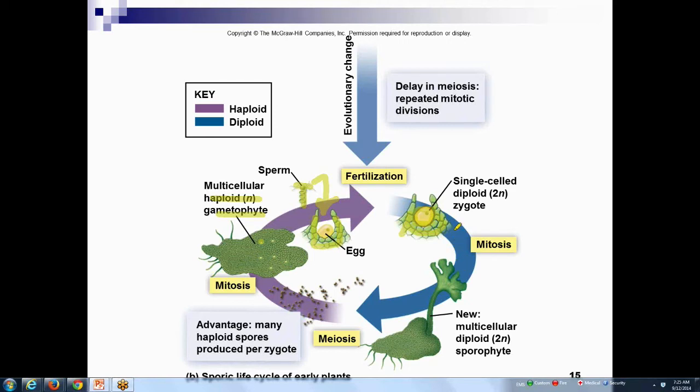zygote. And then through mitosis, the diploid zygote develops into a sporophyte. So this would be the sporophyte here. And the sporophyte produces many, many, many spores, many haploid spores produced per zygote. And then those haploid spores land and develop into the gametophyte generation, and the process just repeats. So again, the advantage here, many more spores produced. And of course, that's going to increase reproductive success. At least it should, right, guys?